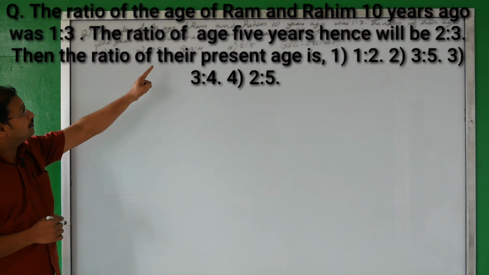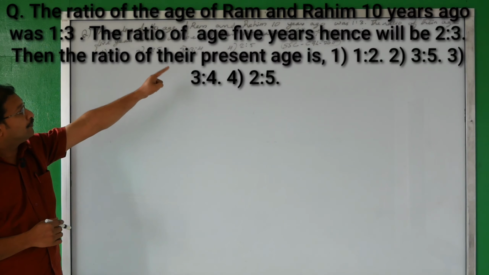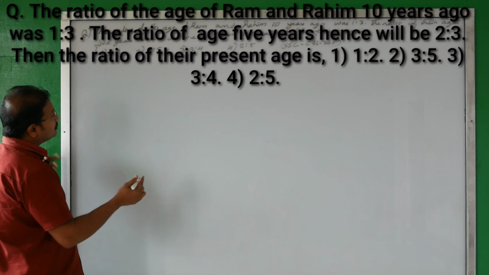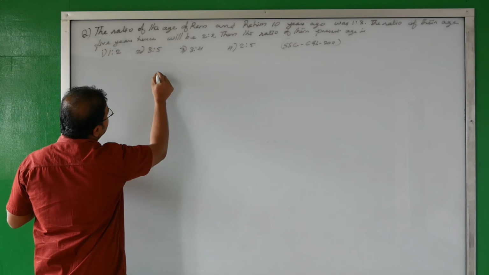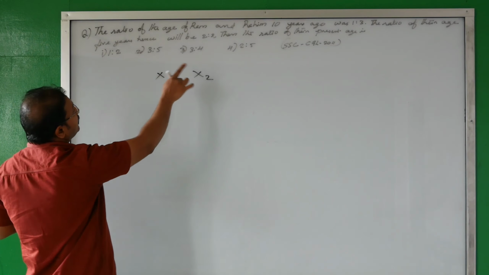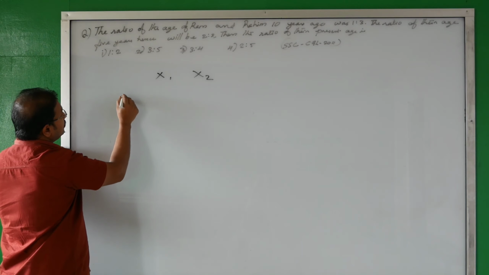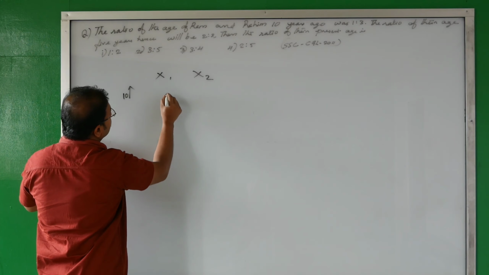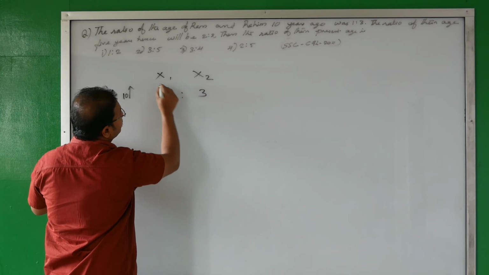Second, 3 is to 5. Third, 3 is to 4. 4, 2 is to 5. So here Ram and Rahim. Since both are R, I am just keeping x1 and x2, 2 persons. And they gave 10 years ago. So 10 years ago, what was their ratio? It was 1 is to 3.